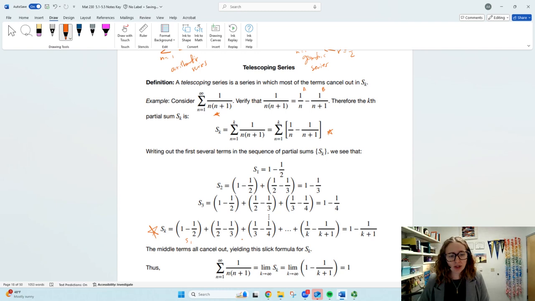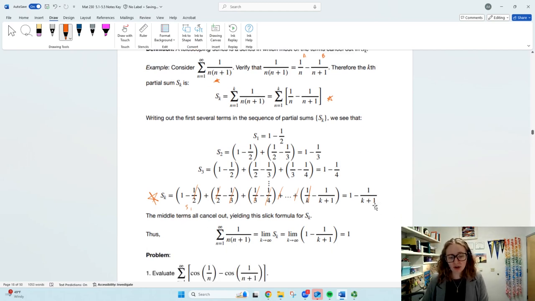Then I added 2 terms, and so these will actually end up canceling out. My negative and positive 1/3 will cancel out, and that'll just keep on happening until we end up with just this term at the end and then the one that we started with. But remember, this is just our kth partial sum, and our series actually goes out towards infinity.